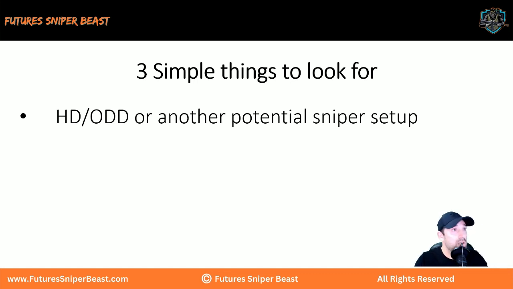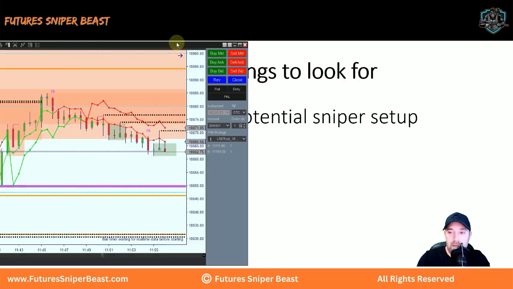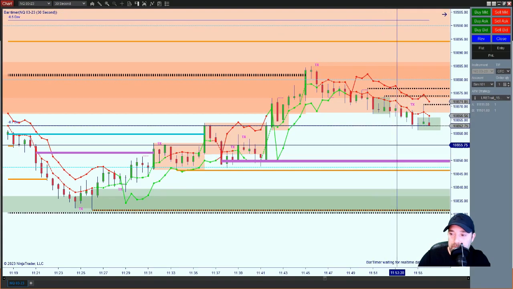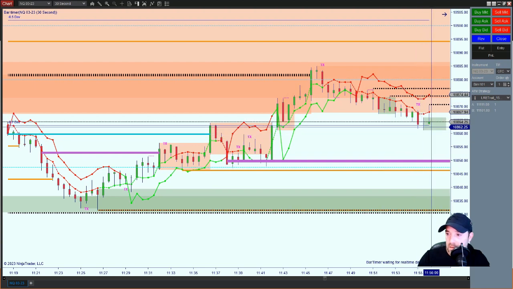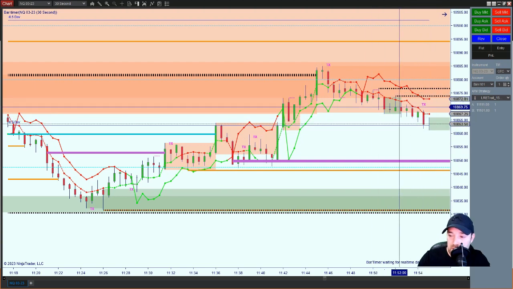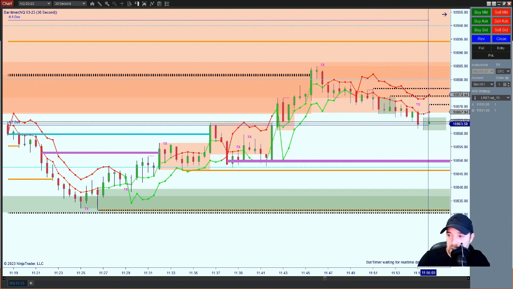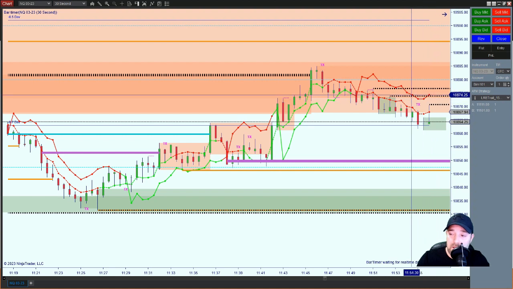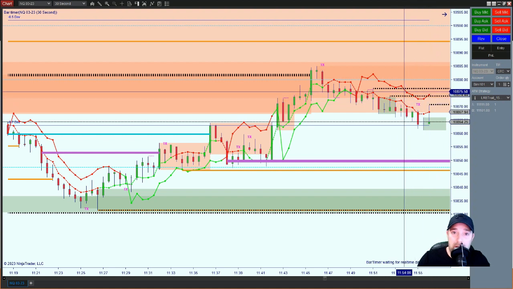Okay, let's see here. I actually have one right here. So let's look at this one that I had. Okay. This pullback, we have a simplicity short. Okay, it's pulling back. You could have gotten, okay, so these dotted lines, in case you don't know, these are order prints. These are mini magnets printed from my 30 tick chart.